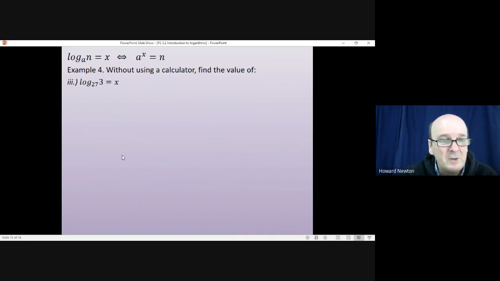And example 3, log to the base 27 of 3 we've been asked to find. 27 to the power of something will give us 3 for the answer. So writing in exponential form, that's what we get: 27 to the power of x is equal to 3. The question is, what is x? Well, the cube root of 27 is 3. 3 times 3 times 3 is 27. Therefore, x is equal to 1 over 3, and that would be the value of log to the base 27 of 3.